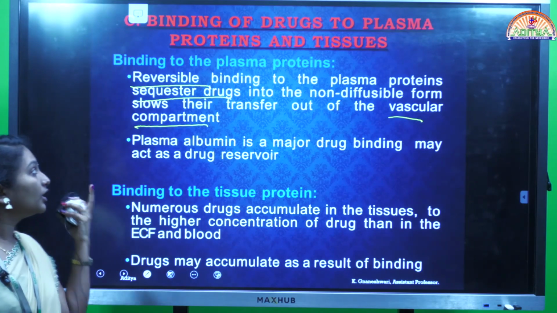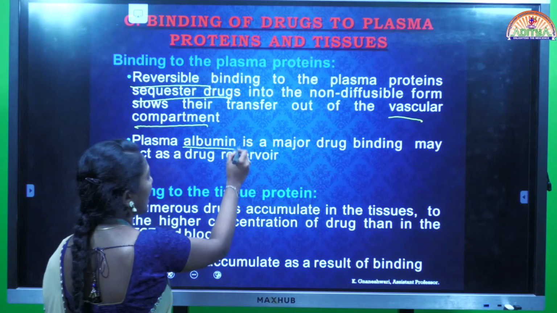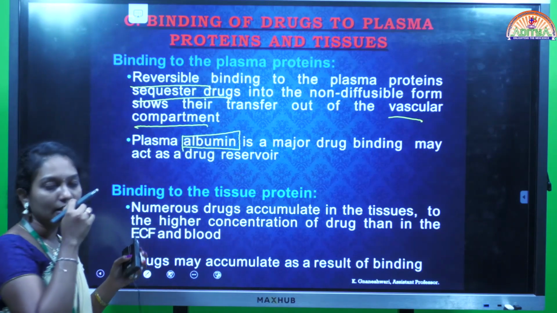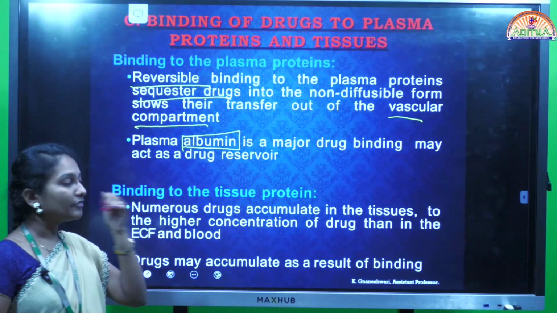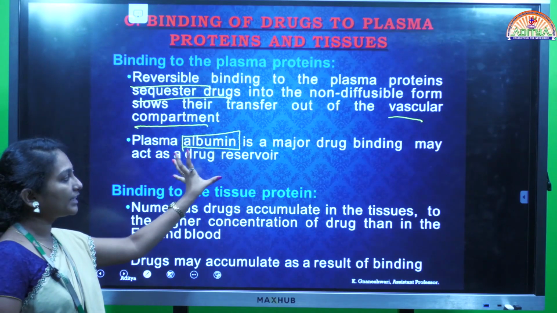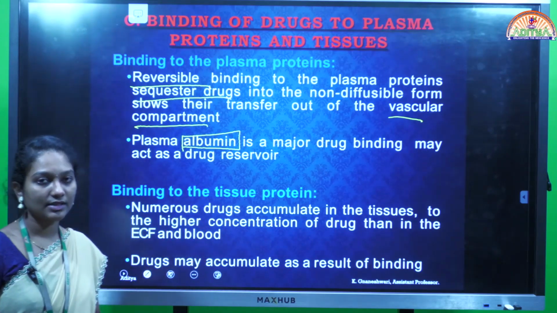So generally among the plasma proteins, we have albumin. Albumin is the major drug binding site. This albumin is a plasma protein that acts as a major drug reservoir, where most of the drugs will be binding.